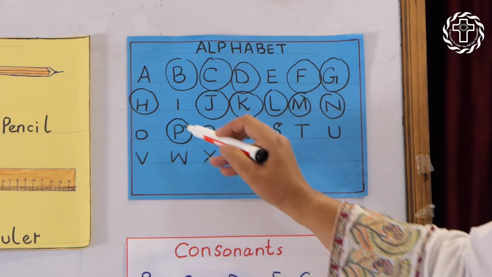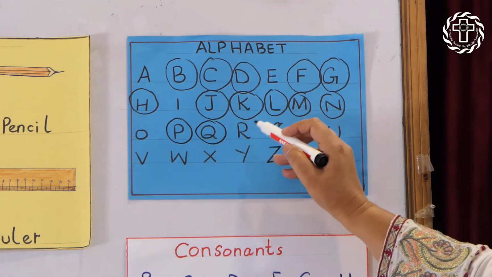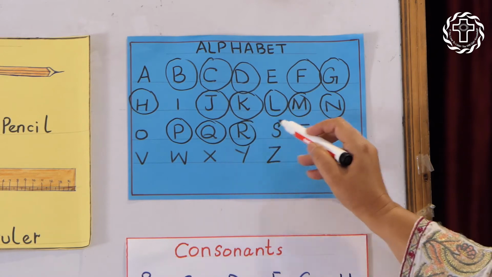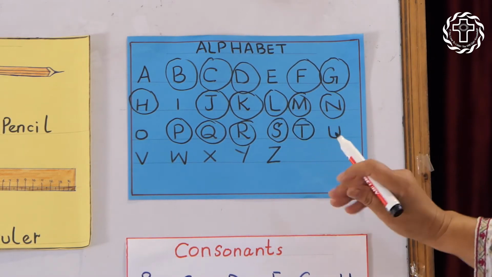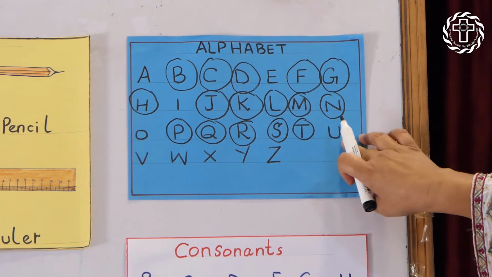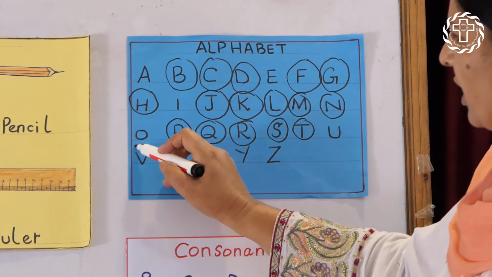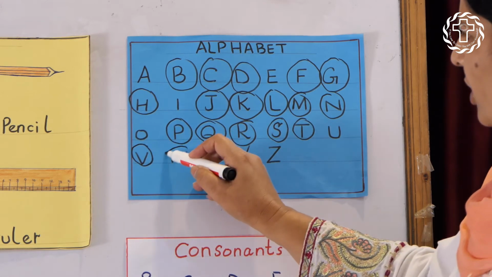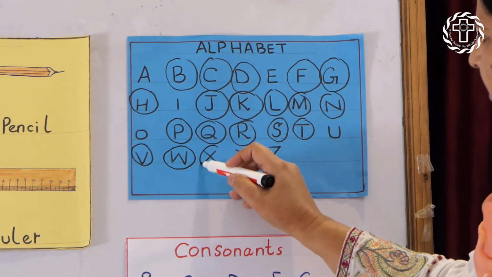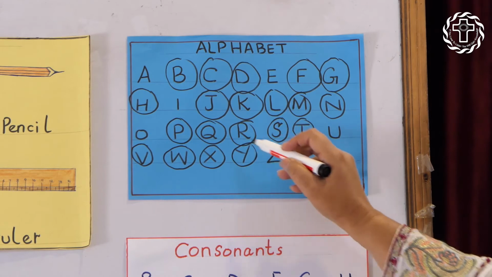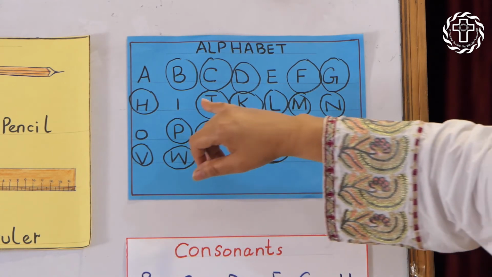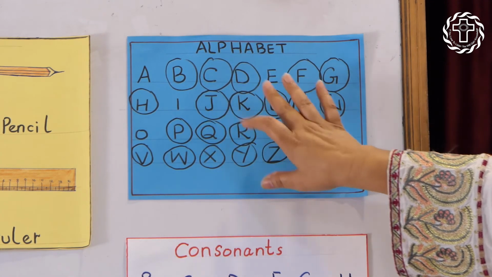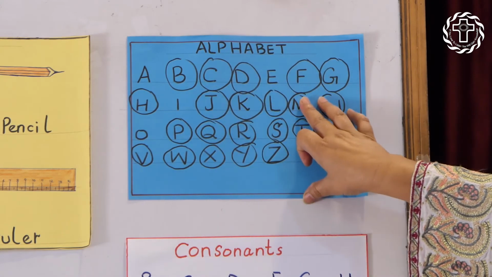P, Q, R, S, T, and then U is not a consonant letter. Then V, W, X, Y, and Z. Okay, the letters which we circle are consonants.